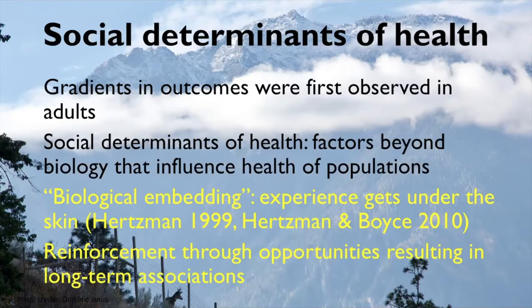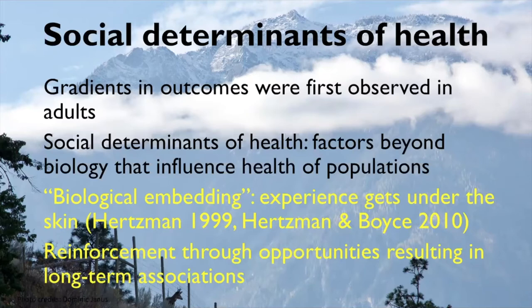Those that were coming from more disadvantaged neighborhoods that had parents with less education advantage, well, on average, were faring much worse in later educational careers, for example. The concept of social determinants of health was kind of coming to the fore. And this was to give emphasis that there are factors beyond biology that influence health of population. And the work of Clyde Hertzman and Dan Keating and Tom Boyce has shown that the way this environmental influence, the context in which child develops, gets so-called under the skin is through what they call the biological embedding.